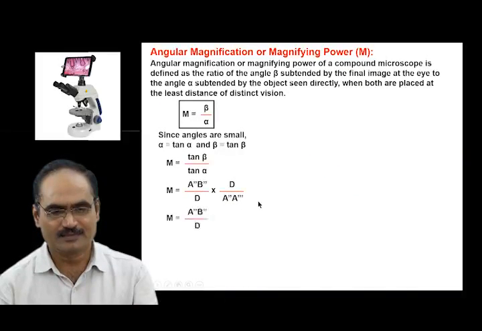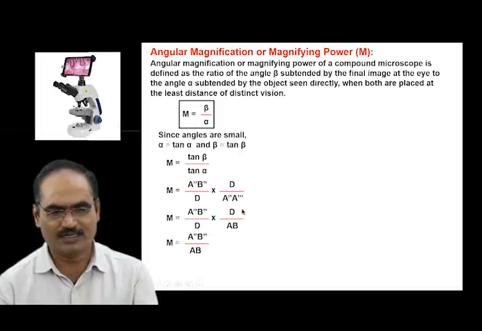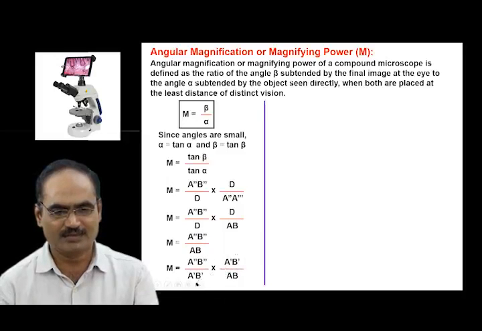Okay, then we see. Okay, so DD gets cancelled. Then we are left with A''B'' by AB. Right, A''B'' by AB can be written as follows.